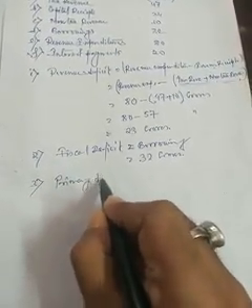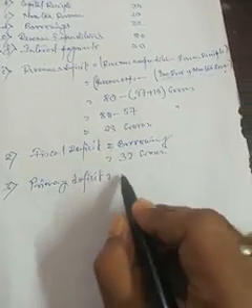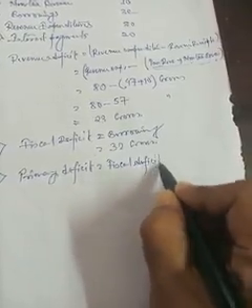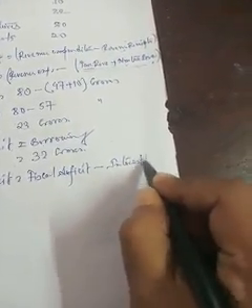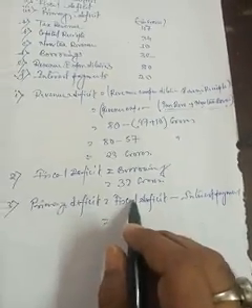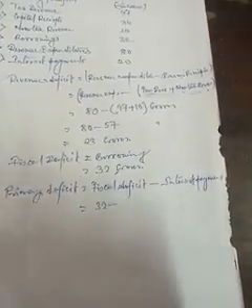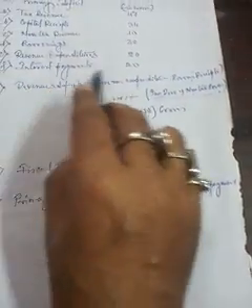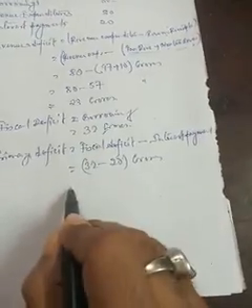Okay, and the last is primary deficit. What is primary deficit? Primary deficit means fiscal deficit minus interest payment. So what is fiscal deficit? Fiscal deficit we have already found, 32, and interest payment is how much? How much interest payment is given here? 20 crore. That means how much is it? 12 crores.